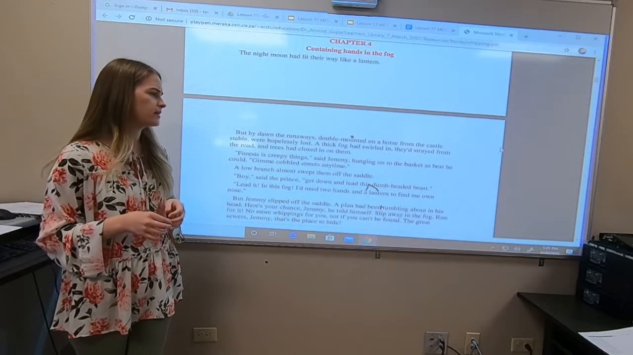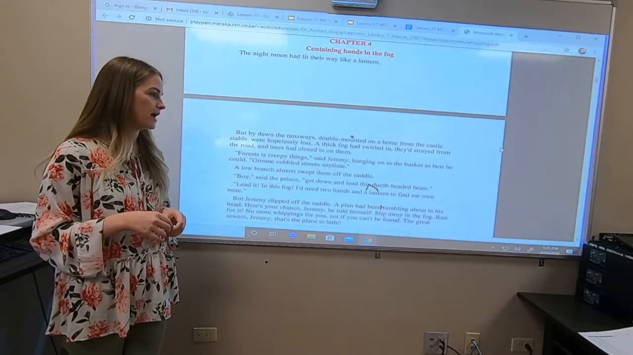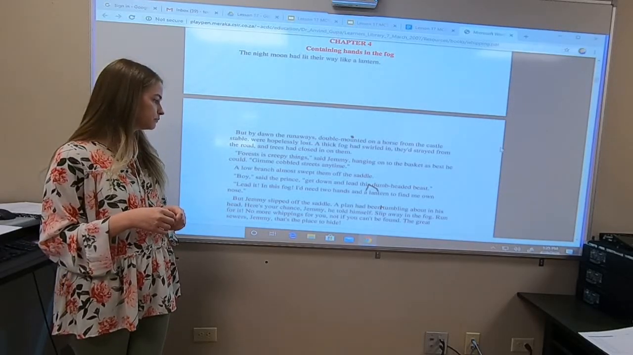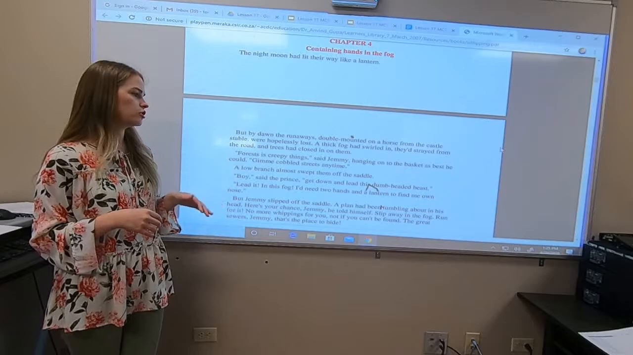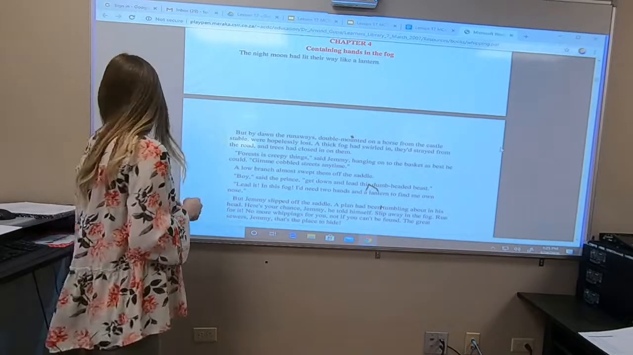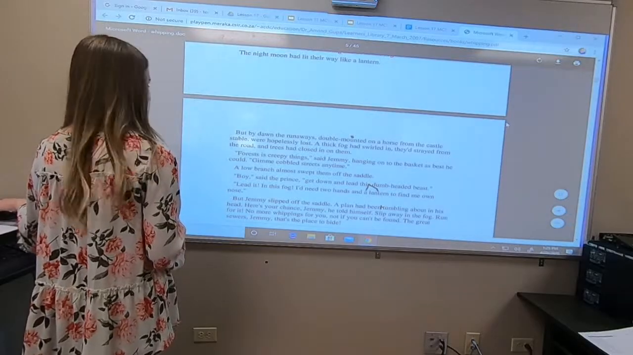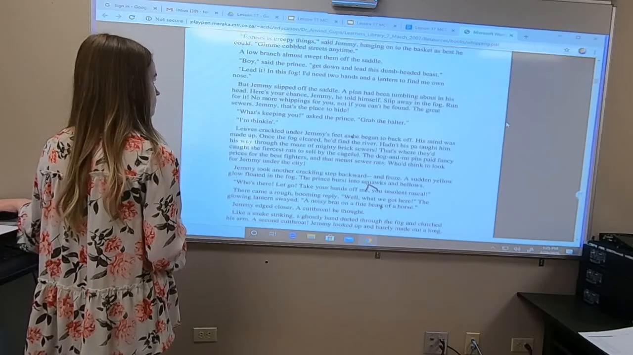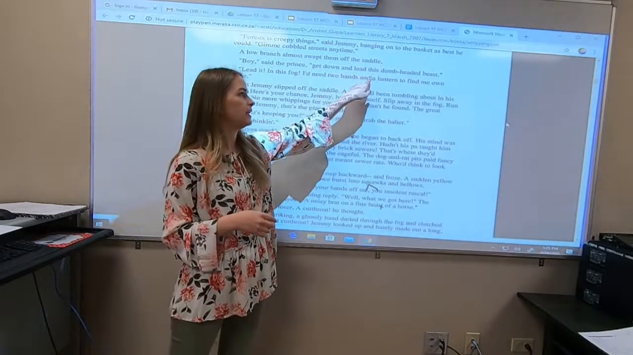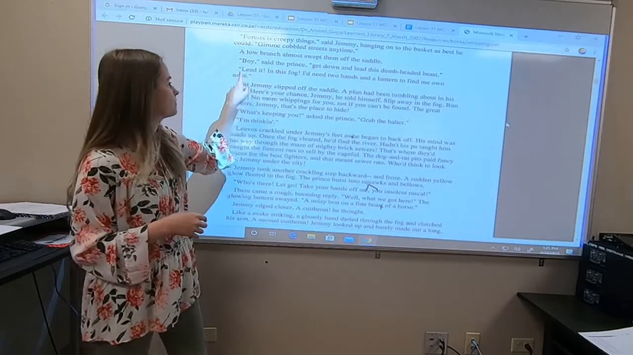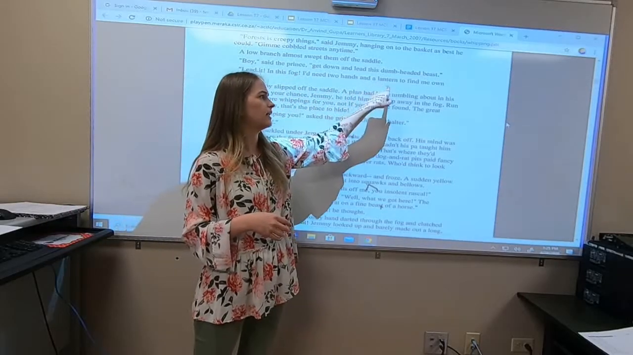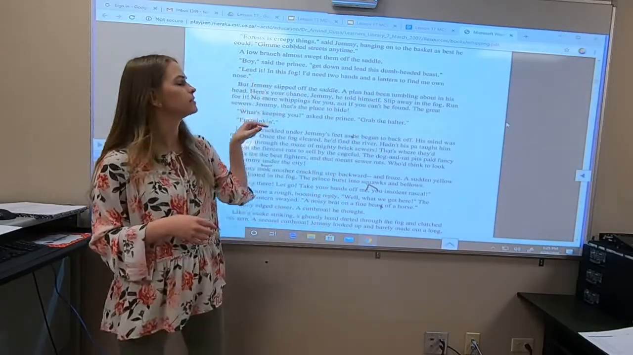"Forest is creepy things," said Jimmy, hanging on to the basket as best he could. "Give me cobbled streets any time." A low branch almost swept them off the saddle. "Boy," said the prince, "get down and lead this dumb-headed beast." "Lead it in this fog? I need 2 hands and a lantern to find me own nose."